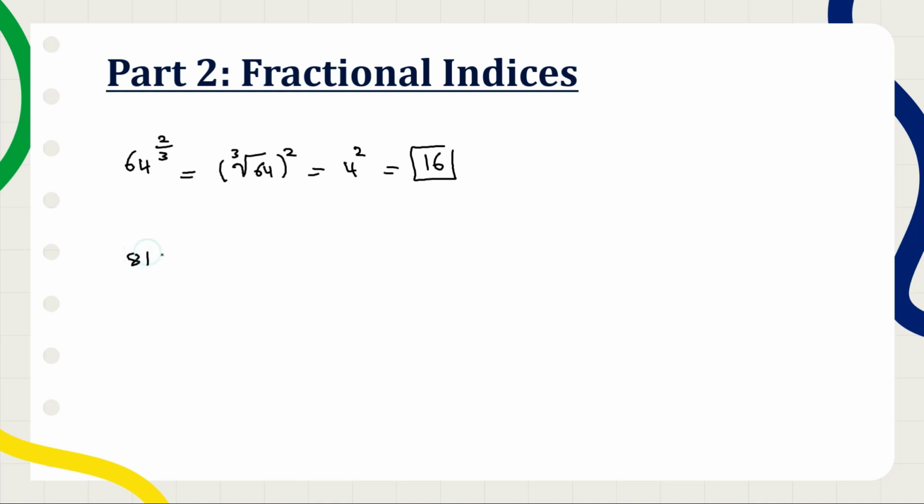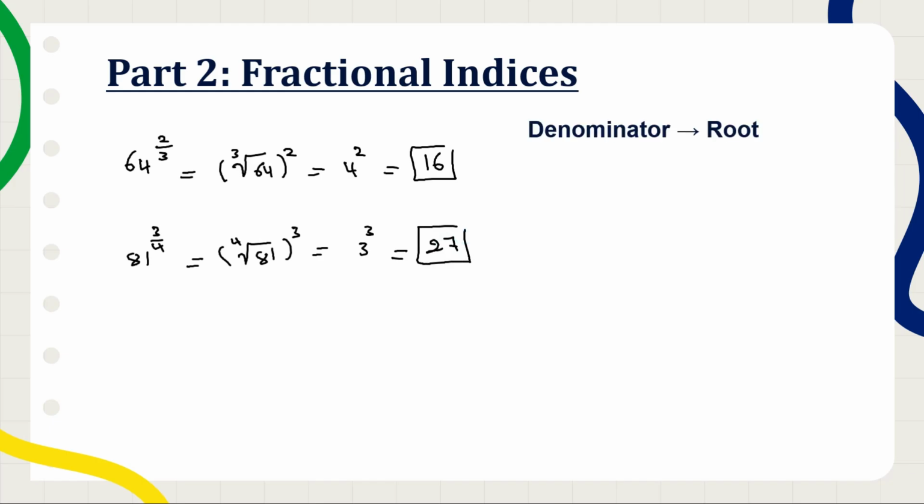Then one more example, 81 to the power of 3 over 4. The denominator tells you to find the fourth root of 81, then we cube the value. The fourth root of 81 is 3, then cubed, the final answer is 27. So the denominator tells you the type of the root, and the numerator tells you to apply the power.